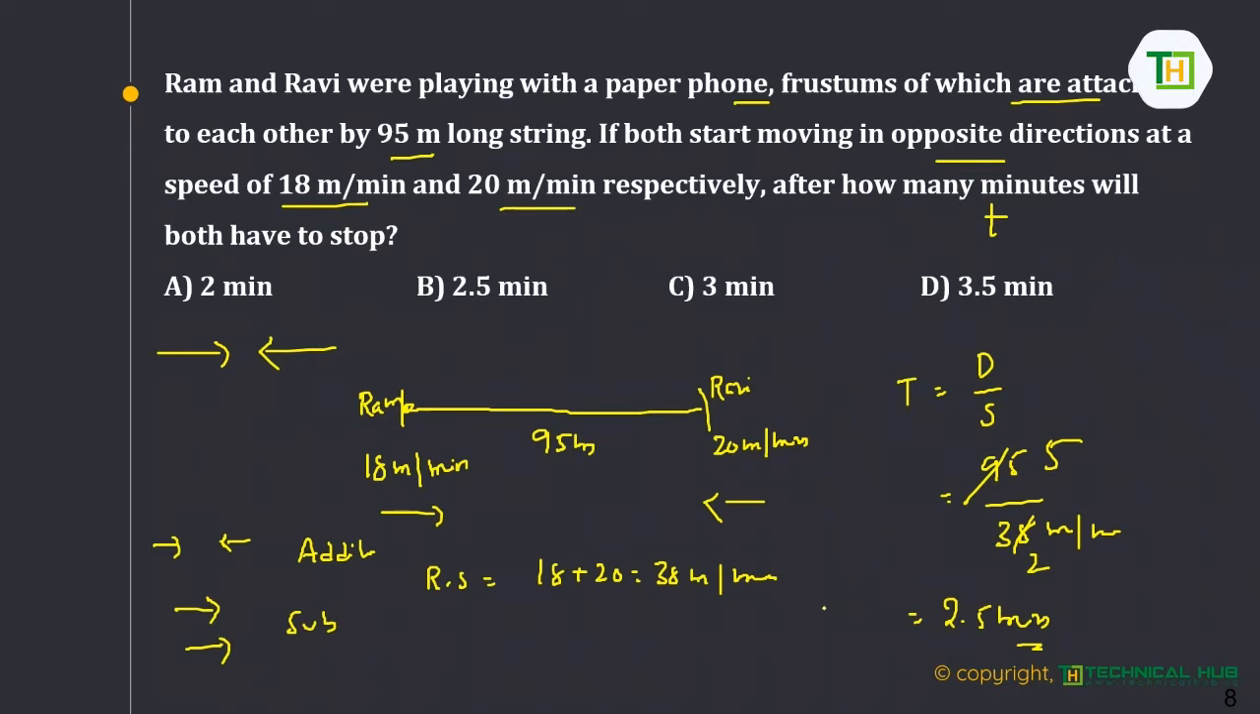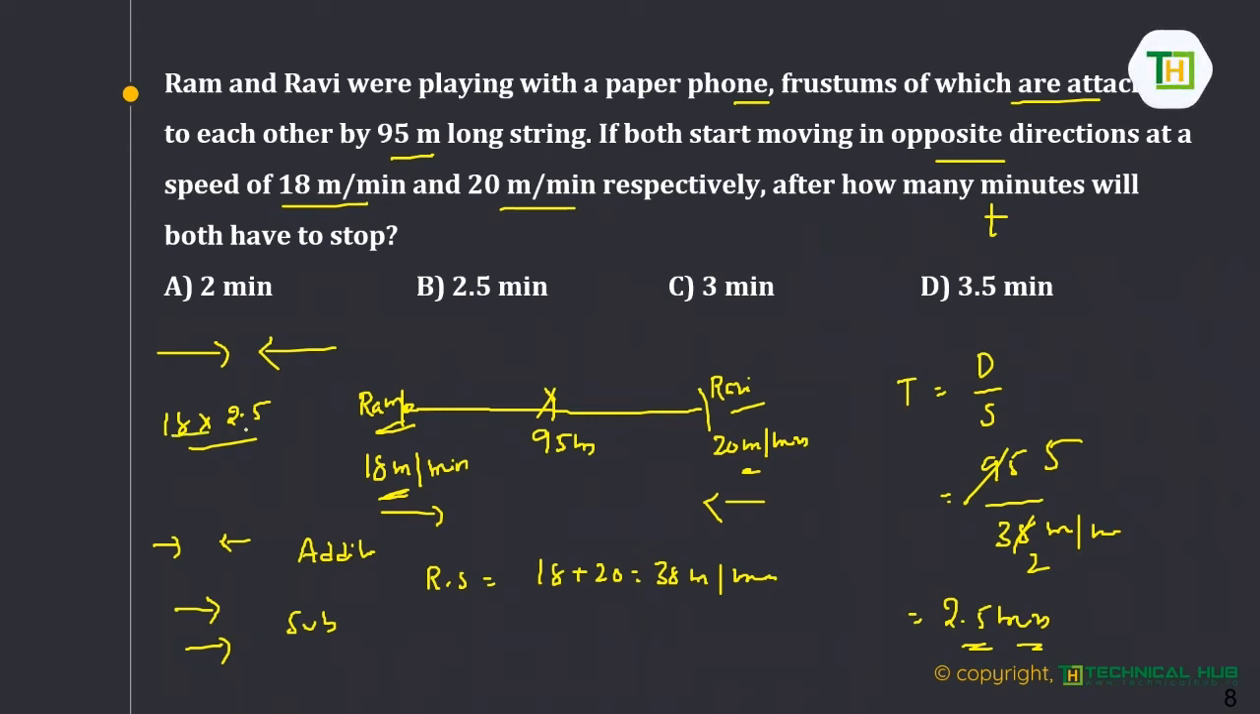Then what is the distance covered by Ram and Ravi after their meeting point? So Ram's speed is there, and time also there. So Ravi's speed also there and time also there. So multiply and you will get it. How can you calculate? Speed of Ram is equal to 18 meters per minute and that person travels 2.5 minutes. So 18 into 2.5 you will get the answer. Similarly, for the distance covered by Ravi, 20 into 2.5 you will get the answer.